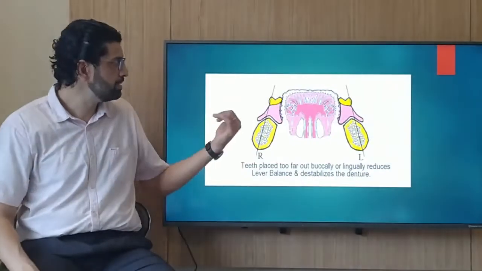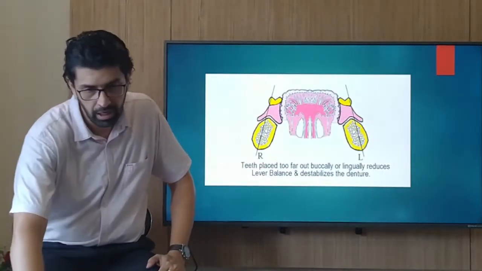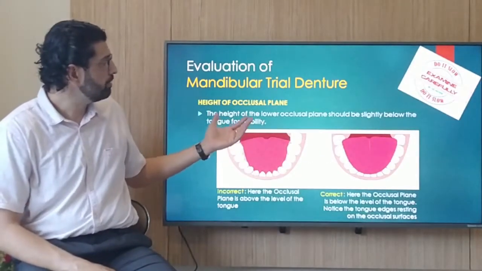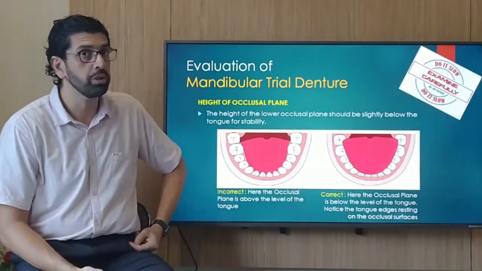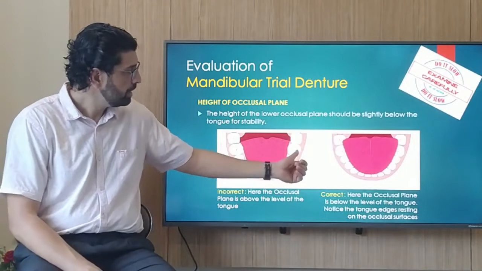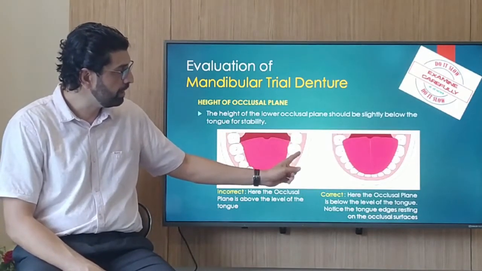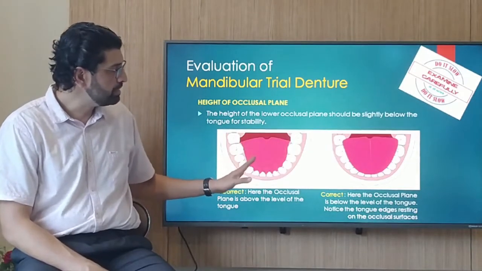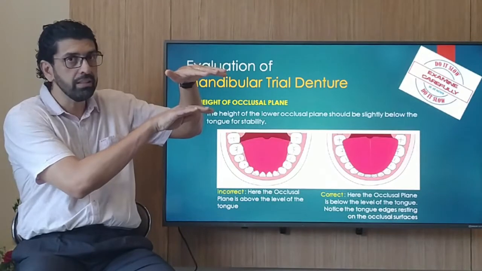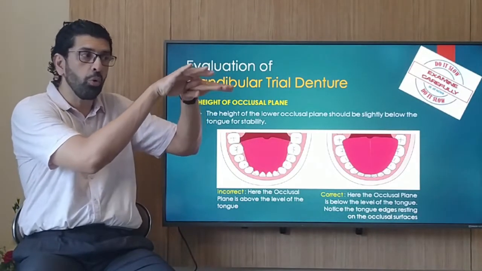All right. So this is just a diagram to show you how it can be way far in and create a compromised tongue space situation. Here again, the height of the occlusal plane is also very important at this stage. As you can see here, you can see the occlusal aspect of the teeth, the buccal as well as the lingual aspects, which means that the plane of the teeth is higher than the tongue. The tongue is here, the plane of the teeth is higher. What you really want is you want the tongue to be over the teeth.